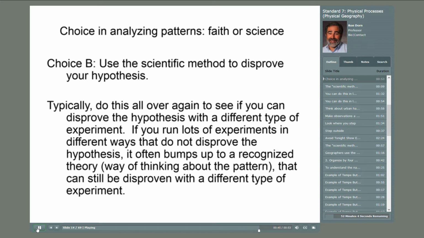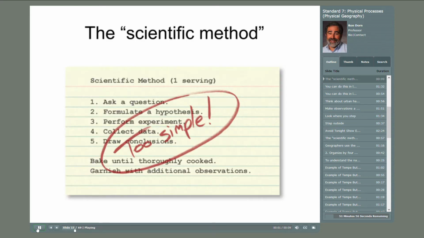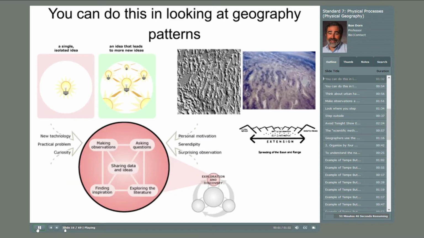And the theory can still be disproven with a very different type of experiment, but if it's gone through so many iterations and changes, we bump it up to being a theory. This is the way the scientific method is typically taught from elementary school on, and this is just not the way it really works. A much more realistic view of how science works is that you get an idea.